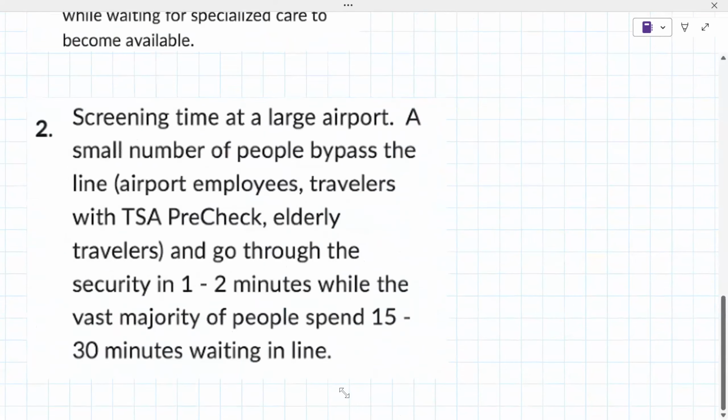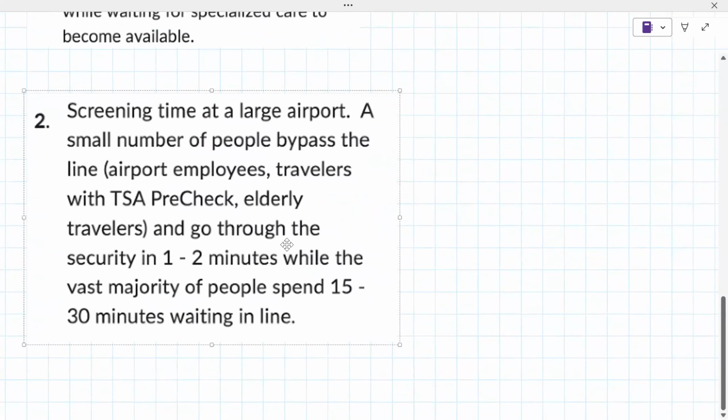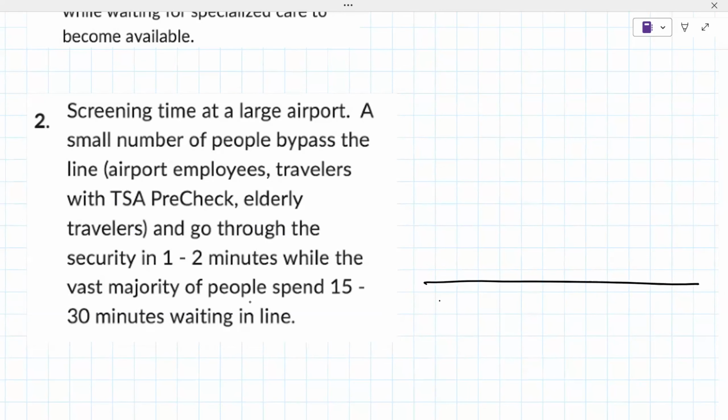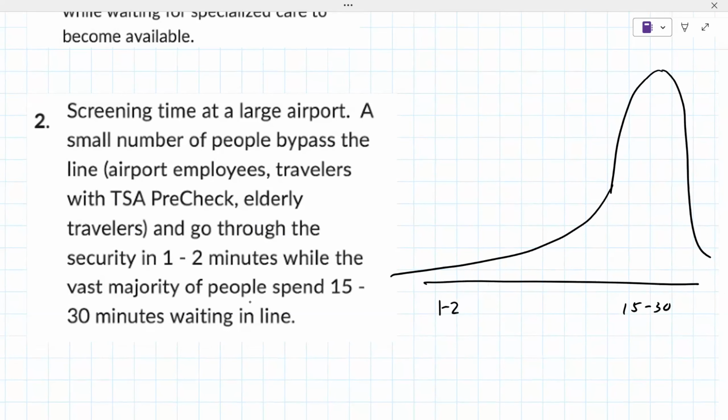Number two here says screening times at a large airport. A small number of people bypass the line. We know this when we go to the airport. We don't like them. They got their badges out and they get to go through early. But most people spend 15 to 30 minutes in line. So this is basically the reverse of what we just saw. 1 to 2, very few. Most people are up here. They're spending 15 to 30 minutes, that's the bulk of it. And then that's the people that go through the pre-check early. So this is left skewed.